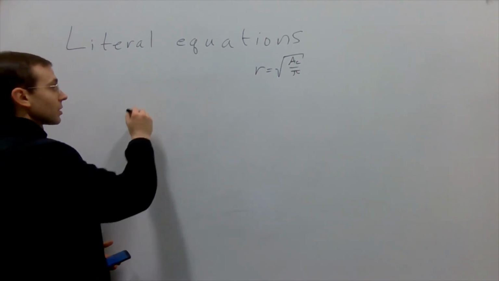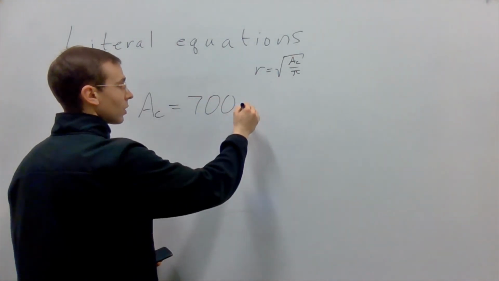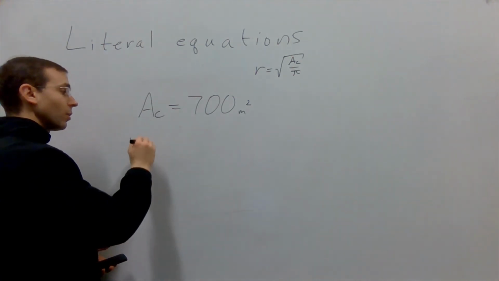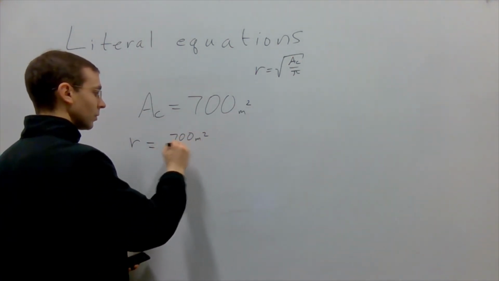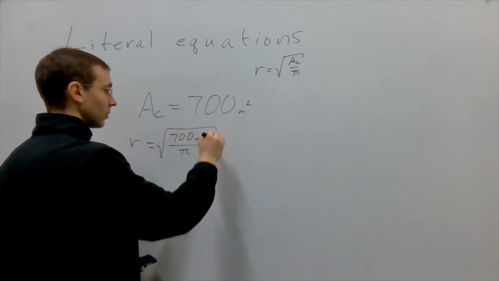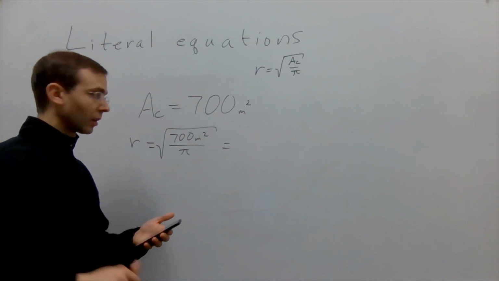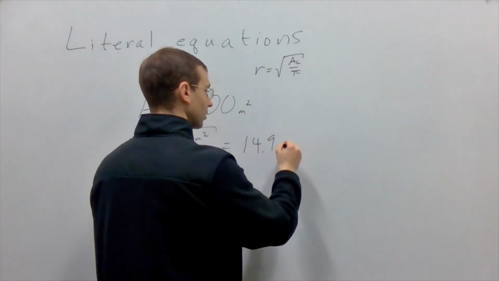So let's say, for instance, the area of the circle is 700 square meters. Okay, I can simply evaluate my equation now with that value and quickly calculate what the radius should be. And we get 14.9 meters approximately.